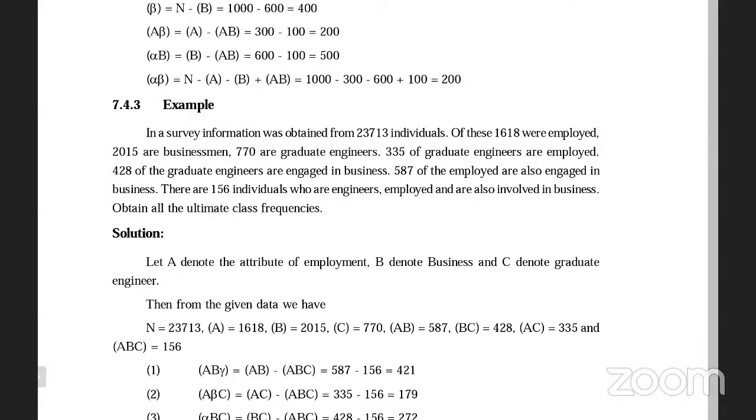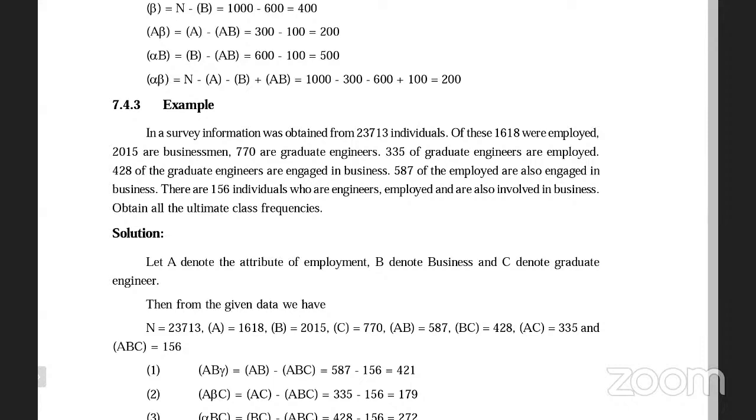What we can do here, simply you can check that in a survey, information was obtained from 23713 individuals. Of these, 1618 were employed, 2015 were businessmen, 770 are graduate engineers, and 335 of the graduate engineers are employed. 428 of the graduate engineers are engaged in business. 587 of the employed are also engaged in business. There are 156 individuals who are engineers, employed, and also involved in business. Obtain all ultimate class frequencies is what is asked.